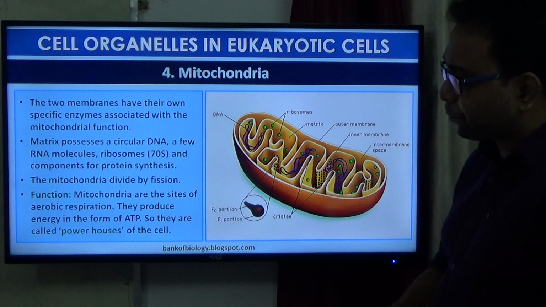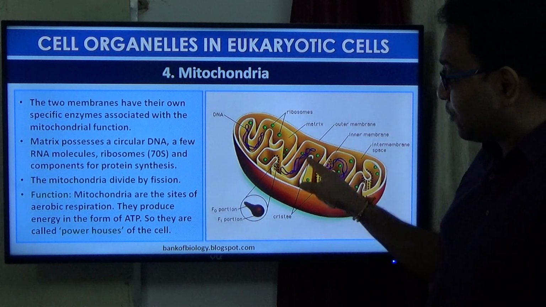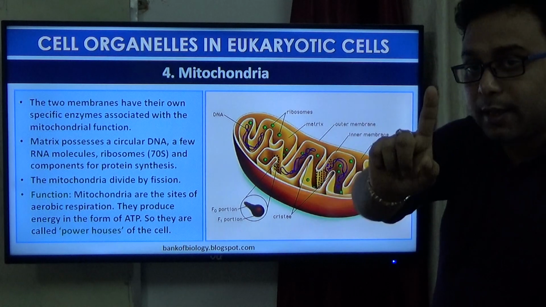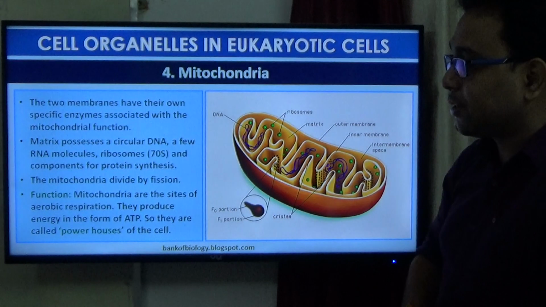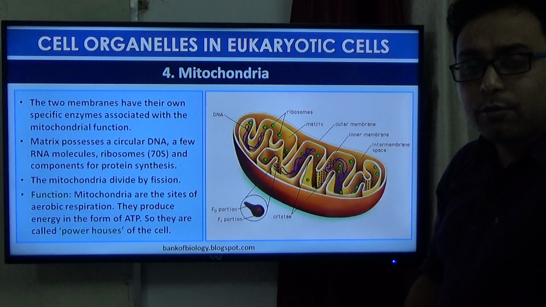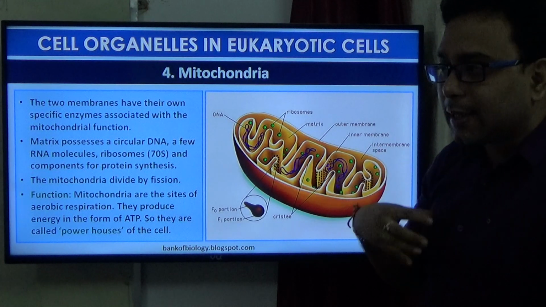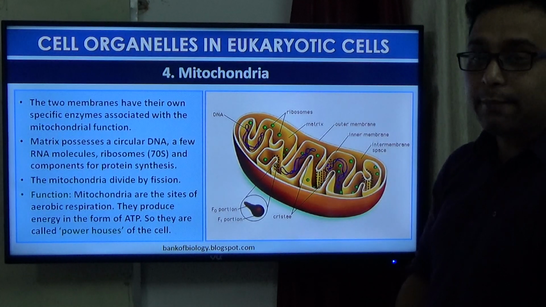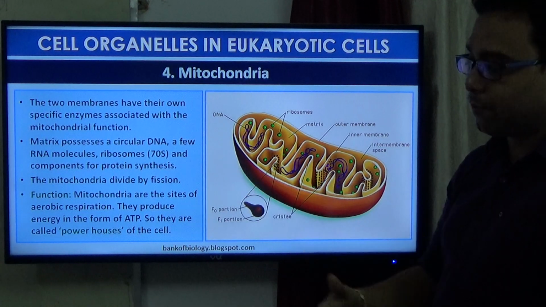Also, many enzymes are there in the matrix. Also, some circular DNA material is there in the matrix. Also, the ribosome, which is the 70S type. And mitochondria have the ability to produce their own replica by the process of fission. Fission means the division process.